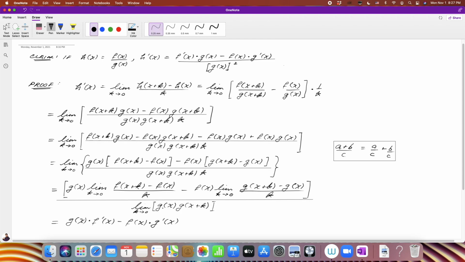And now, what's the limit as k goes to 0 of all this? Well, as k goes to 0, g of x plus k goes to g of x. And there's already a g of x there, so it's g of x squared, isn't it? All right, there you go. So that has been proven.